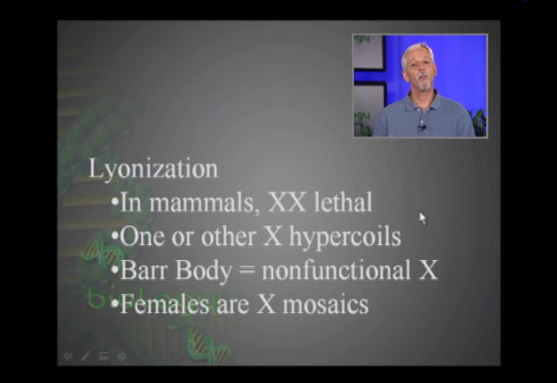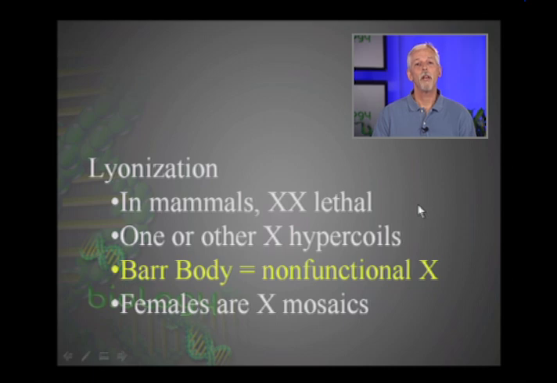So what happens early in the embryonic development of females, at the 2 or 4 cell stage, is that one X or the other is inactivated. So again, the XX condition is lethal in mammals. So we're talking about mammals here. This is not necessarily all animals, but in mammals. What happens in embryonic development is that one X or the other will hypercoil. And remember, in hypercoiling of DNA, it becomes non-functional. So this non-functional X chromosome is referred to as a Barr body. You can actually see it in the nucleus.